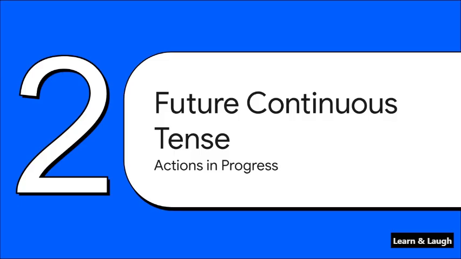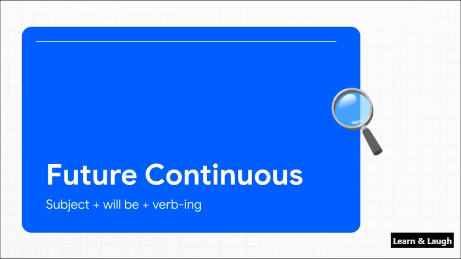Section 2. Future continuous tense. Actions in progress. You are doing amazing. Let's stack onto our foundation with the second block. We still start with the subject, and we are absolutely keeping our anchor word will. But now we add be, and we attach an ing to the end of our verb. So it's subject plus will be plus verb ing.